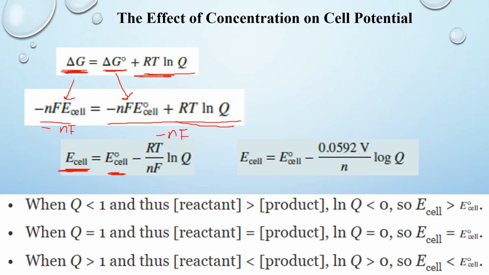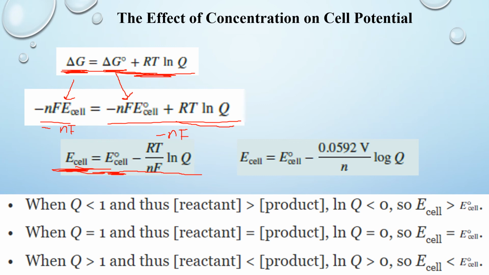So you see the format is very similar. For free energy, the free energy is equal to standard free energy plus RT natural log Q. But for cell potential, it is equal to standard cell potential minus RT divided by nF times natural log of Q.